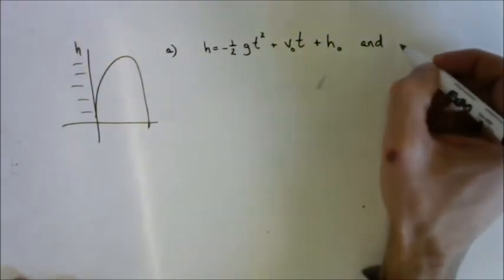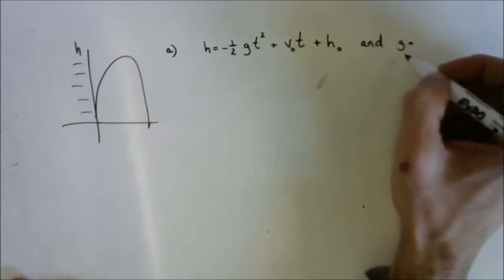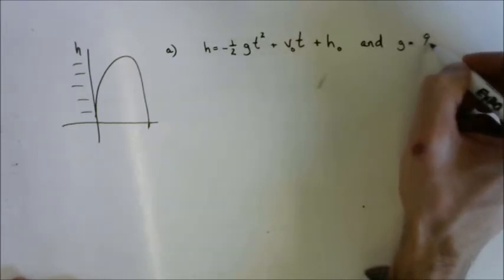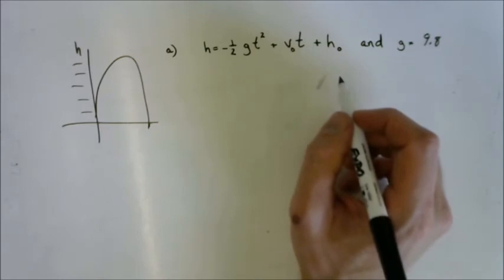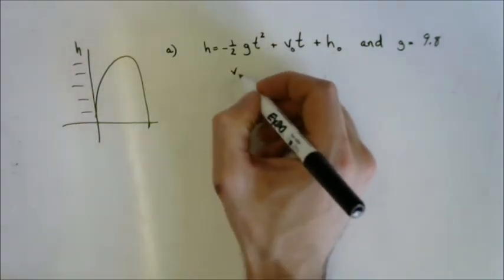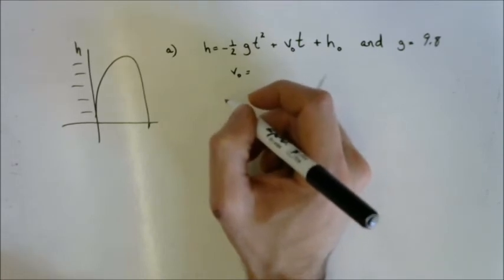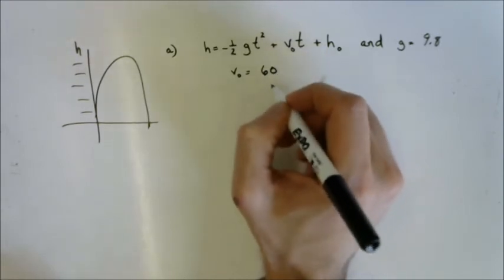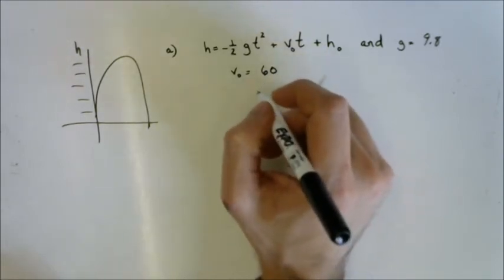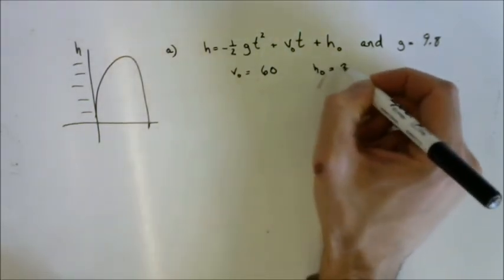Okay? And we already know from the scenario, what's g represent? Acceleration due to gravity, which is 9.8 meters per second squared. Okay, so g, 9.8, is going to go in our equation. Now, in A, we are told the initial velocity, the vertical velocity. 60 meters per second. And the initial height is 3 meters.